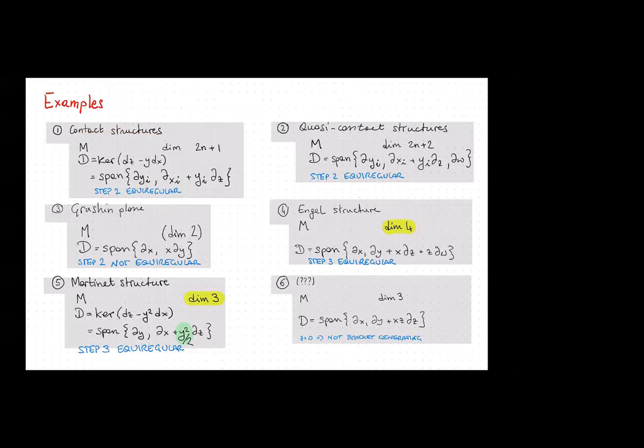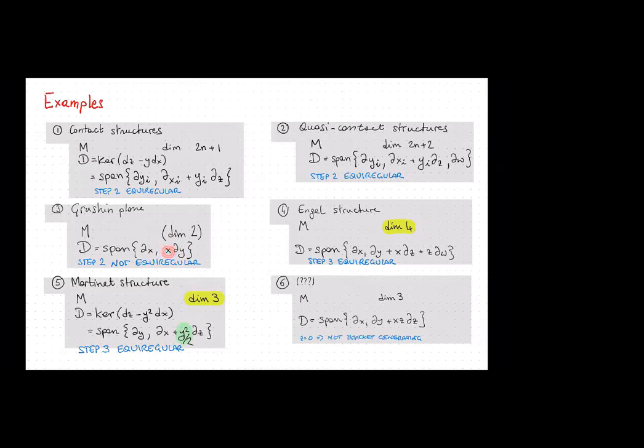Look at this Grushin plane. We are in R2. Our distribution is the span of dx and x dy. So almost everywhere, our distribution is the full tangent space. However, when x is 0, we lose this vector. So if we want the full tangent space everywhere, we actually need to take an extra commutator to be sure that we can get rid of this.